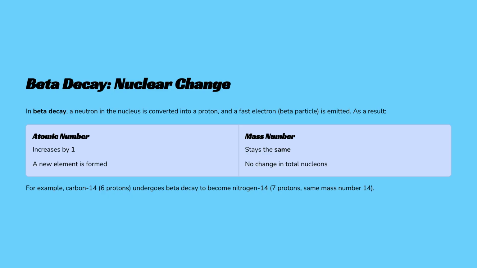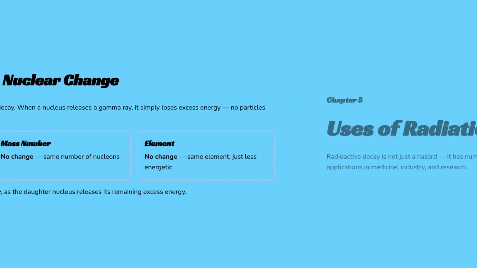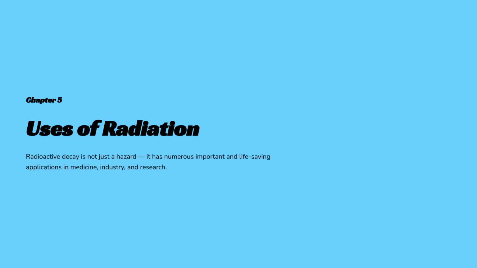The electron is emitted. This increases the atomic number by 1, but the mass number stays the same. Again, a new element is formed. Gamma emission is unique because it causes no change to the nucleus itself. The nucleus simply releases excess energy as a wave, so the atomic number, mass number, and the element identity all remain unchanged.